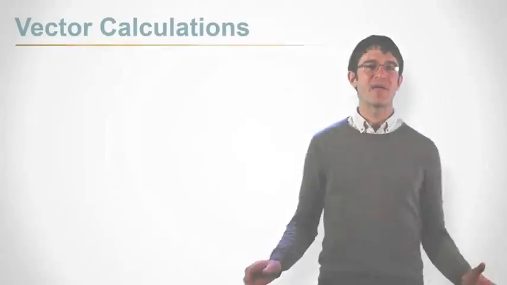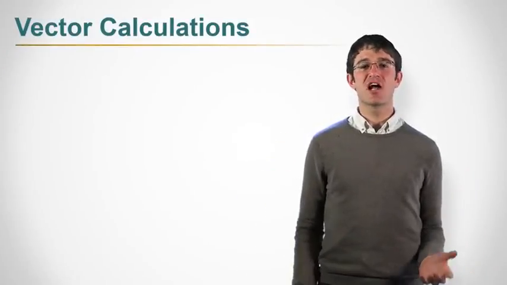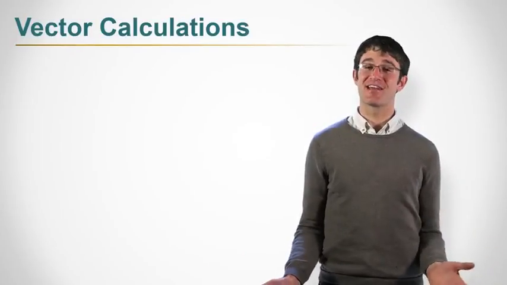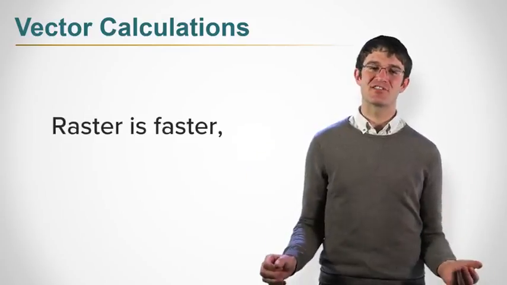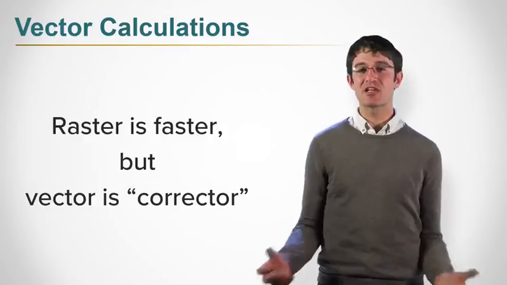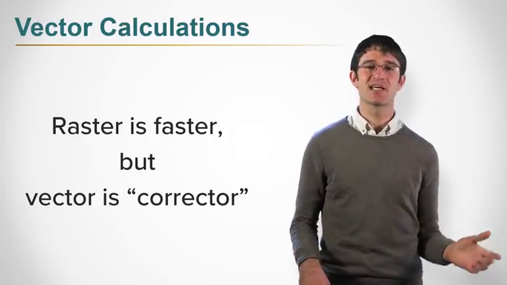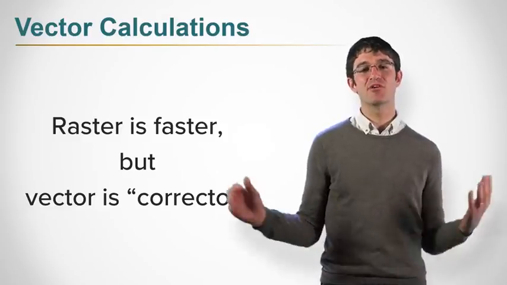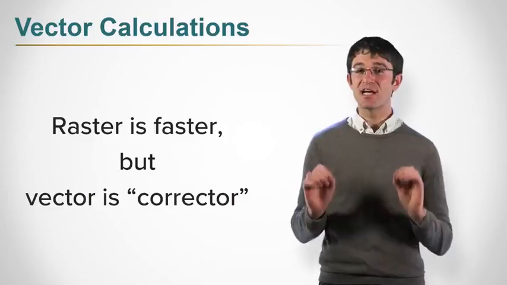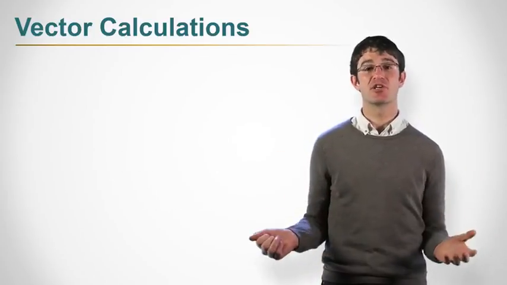Okay, so now that we have a good sense for vector data structure, let's talk about how tools work with it. There's an old saying that's quickly becoming outdated that says, raster is faster, but vector is correcter. The main point of this statement being that raster calculations often finish more quickly, and while vector data is more complex, it's often more accurate. As with most generalizations, this phrase has its limits. But what it does point us to is the idea that vector calculations are precise, but harder to do.